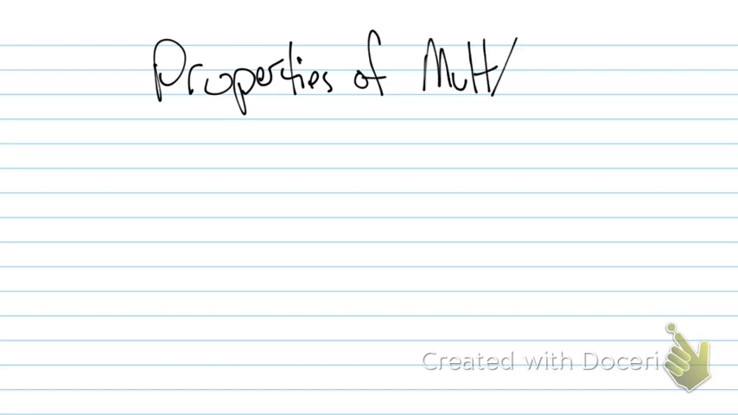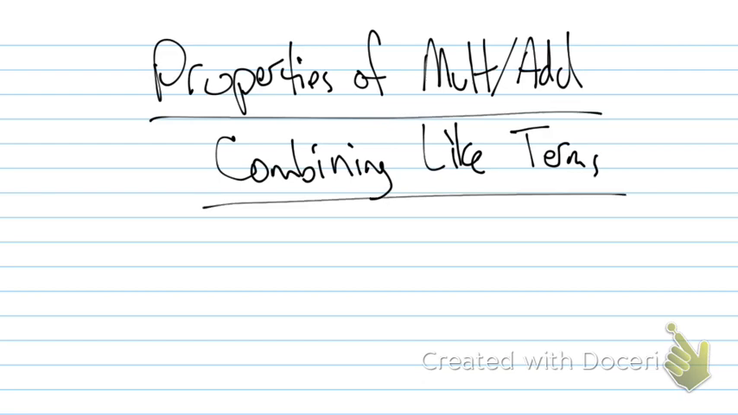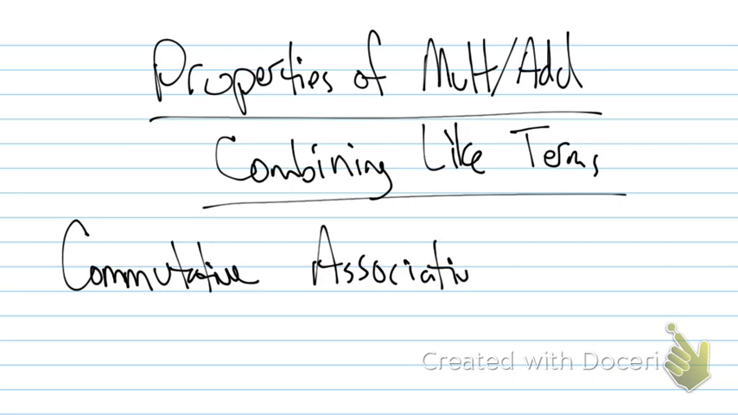Okay, guys, today we're going to talk about properties of multiplication and addition. And we're also going to talk about combining like terms. So the properties we're going to focus on, this is going to be a review. There are going to be three properties. The commutative, associative, and the distributive.